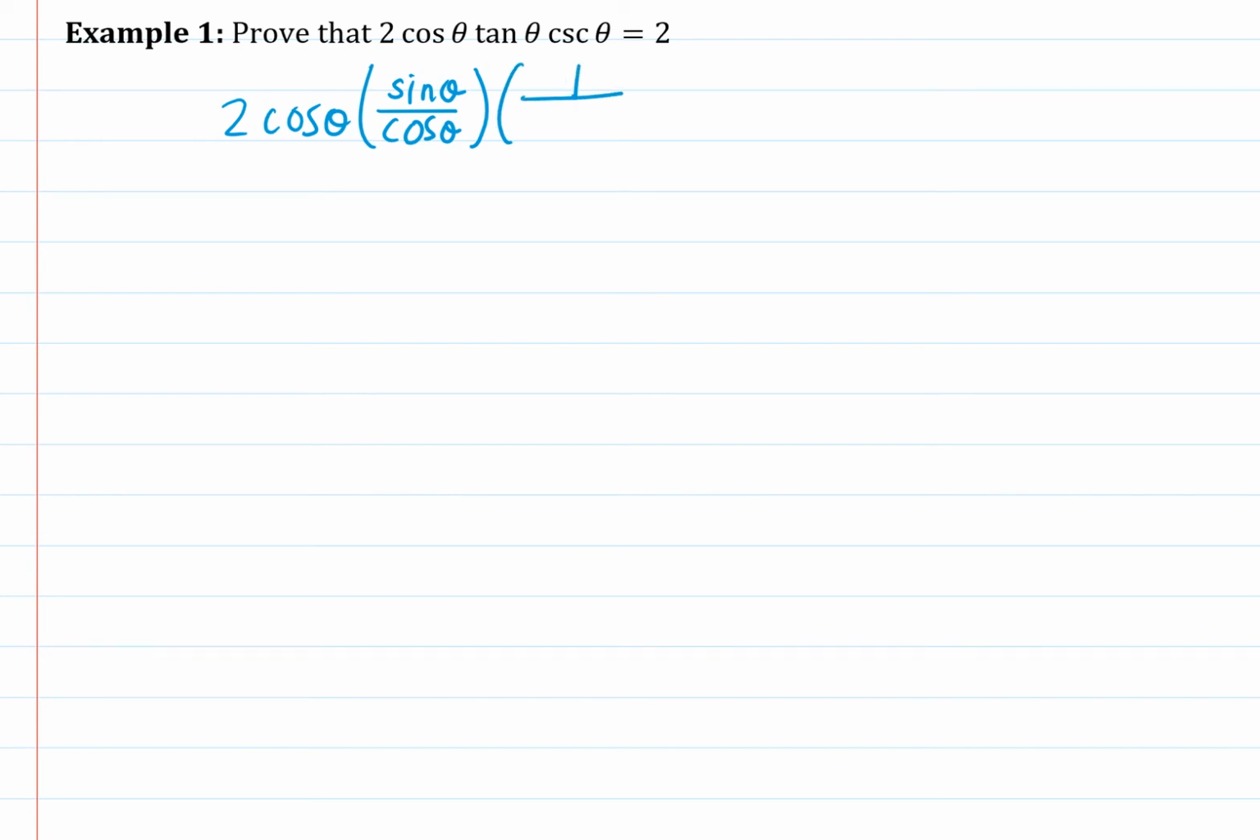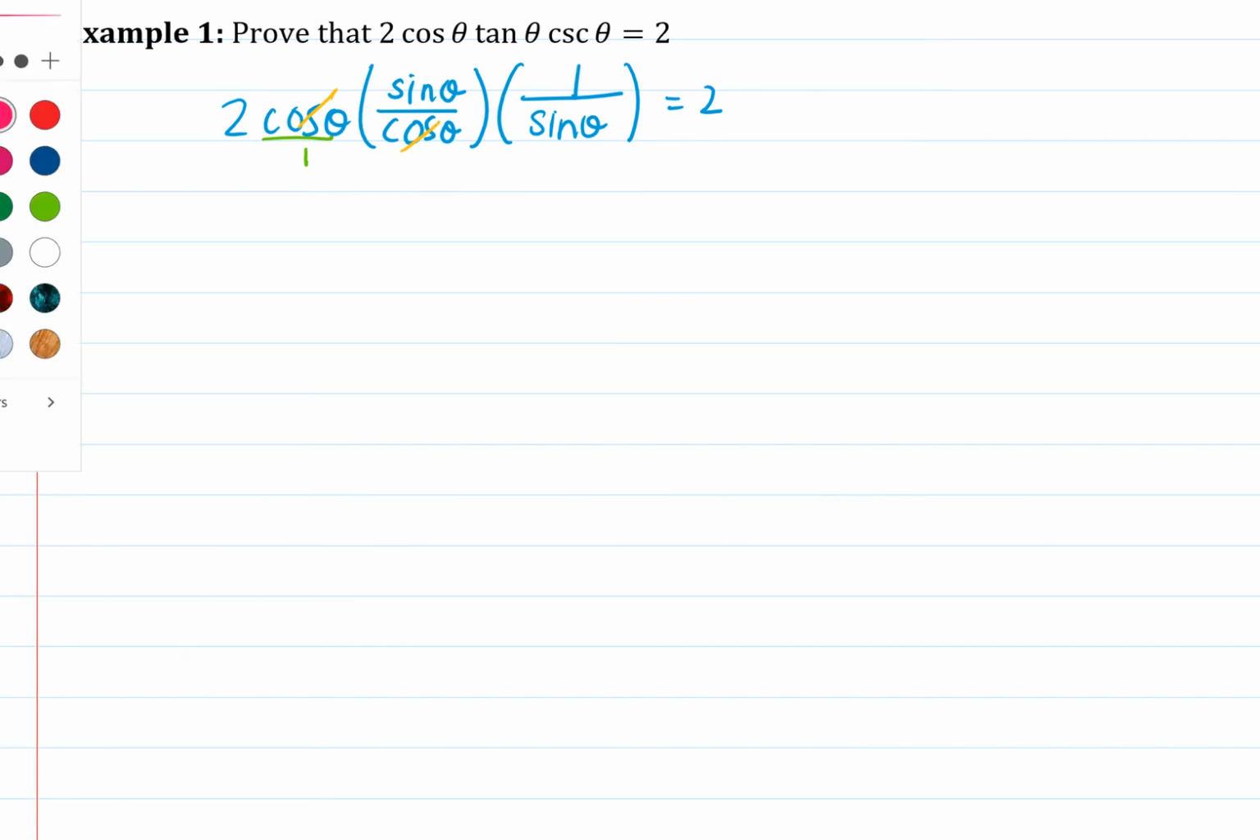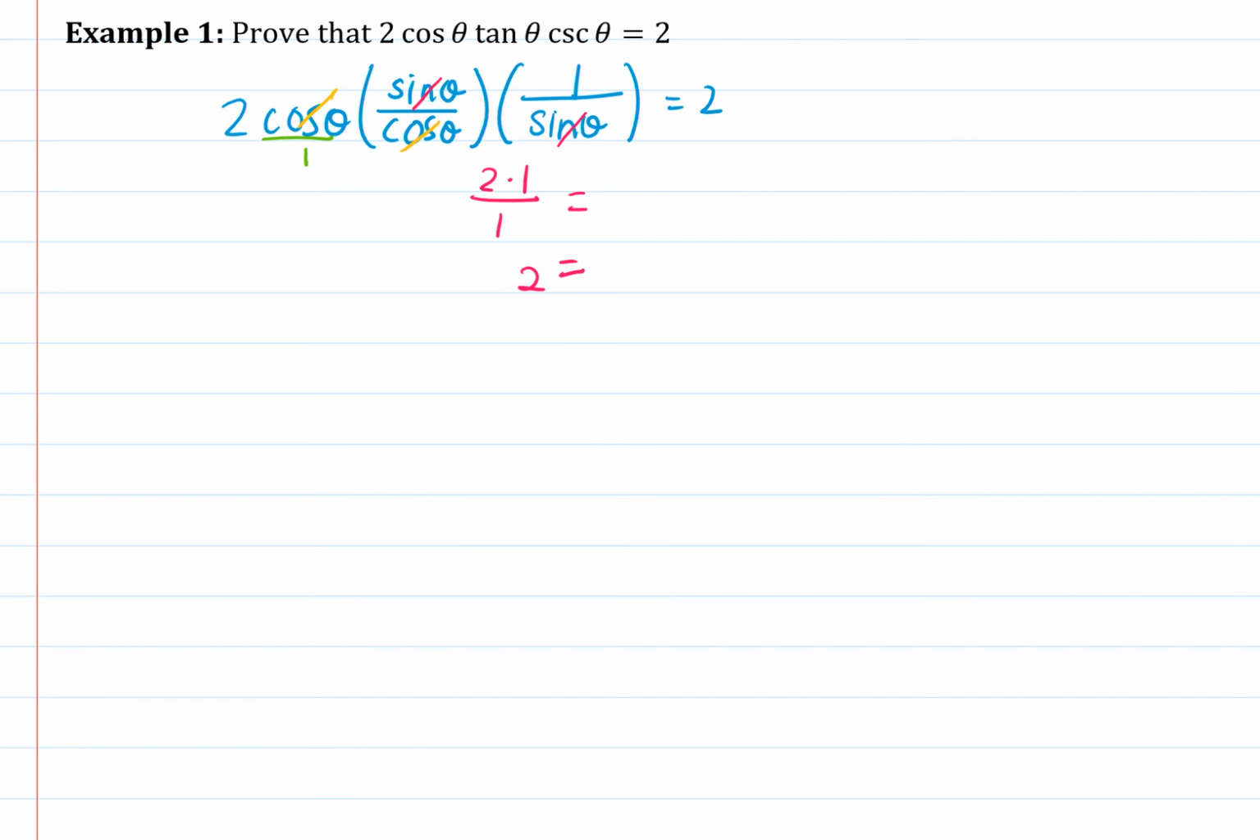Tangent is sine over cosine, so that's easy. Cosecant is the reciprocal of sine. And so when we write it as a giant fraction, and we can put this cosine over 1, it makes it a little more clear. We can cancel out the cosines. And in fact, we can also cancel out the sines. And so you get 2 times 1 left over nothing. So just left over 1. 2 times 1 is 2. 2 over 1 is 2. So in fact, you just got 2 equals 2.